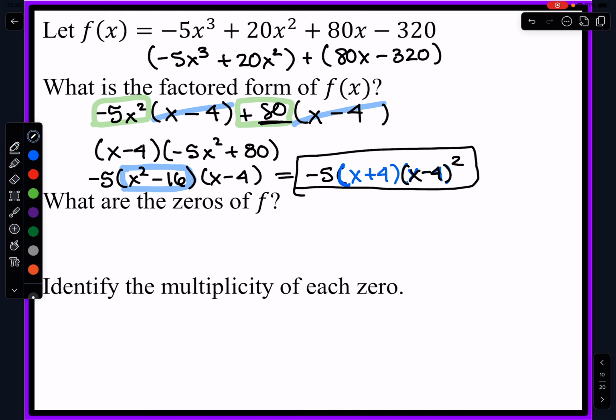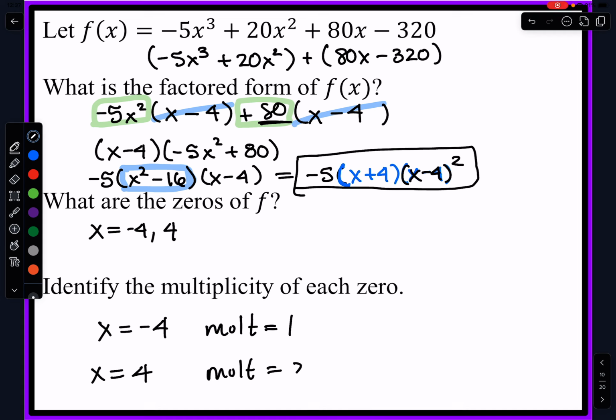which means that our zeros are going to be the following. x will equal negative 4 and x will equal positive 4. Now, what are their multiplicities? Well, x equals negative 4 a total of 1 time, and x equals positive 4 a total of 2 times. Because again, we have 2 factors of x minus 4, so we need to have x equal to positive 4 2 times, and since we only have one factor of x plus 4, I need x to equal negative 4 1 time.